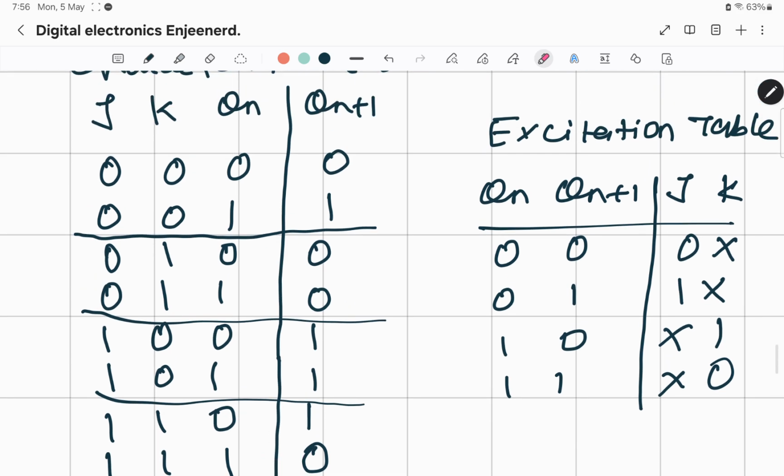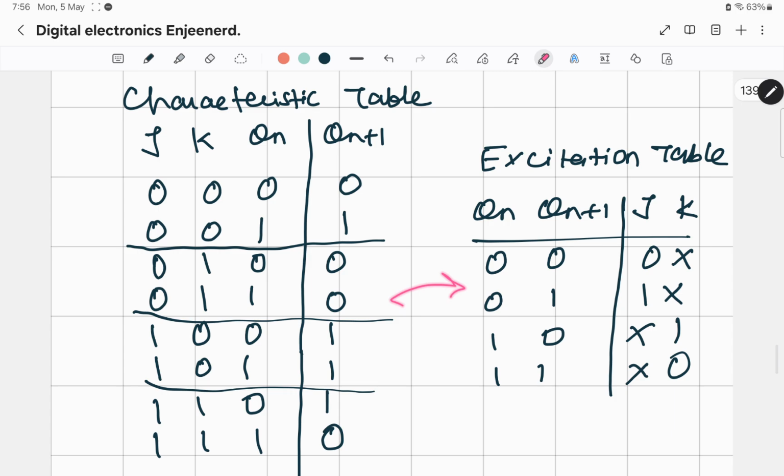And using this characteristic table, now we will solve the excitation table. So excitation means what? What at the input, if I want the specific output, 4 different, since there is only one Q that we are calculating for 2 different states, right?